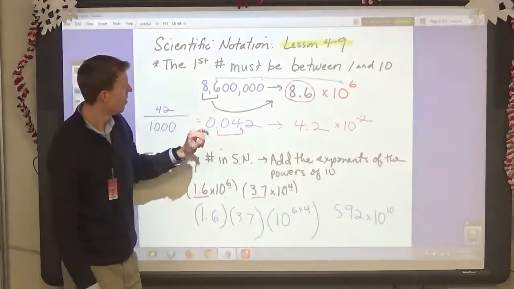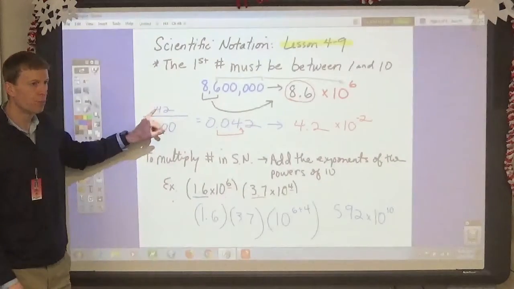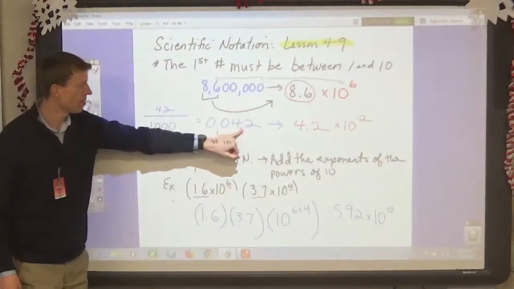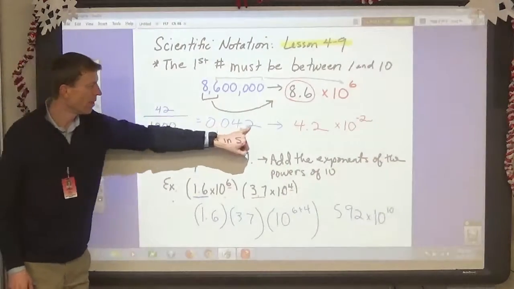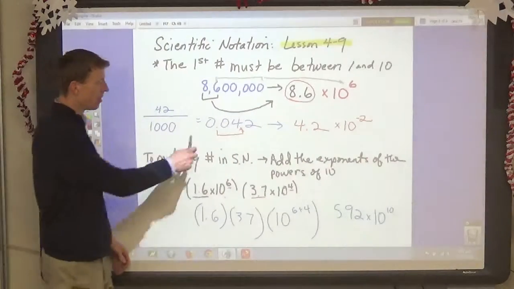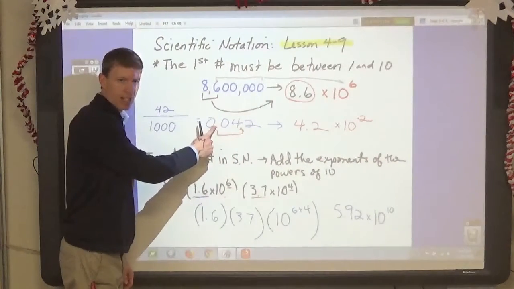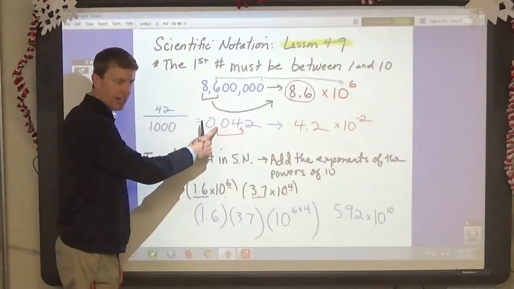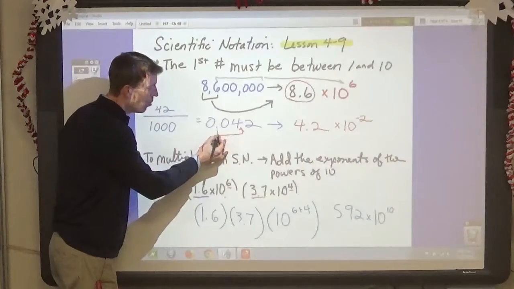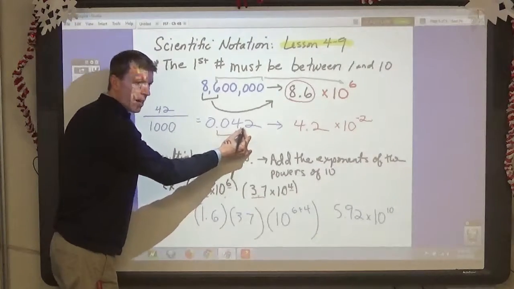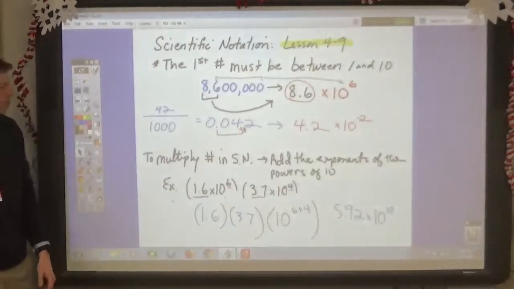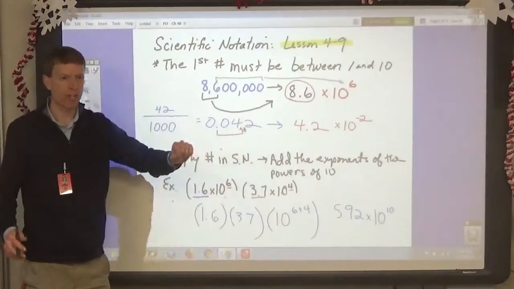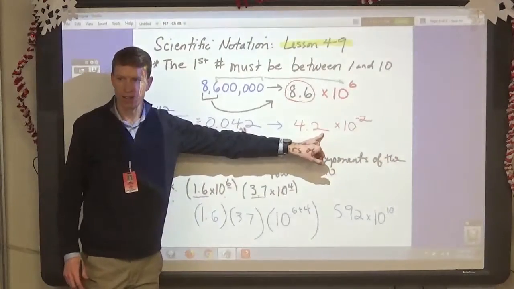Now, let's look at one that's smaller than 1. So this is 42 thousandths. Now, this one, a number that's less than 1, always has a decimal point already in it. And so what you do is you move that decimal point to behind the first non-zero digit again, so that your first number in scientific notation is between 1 and 10.